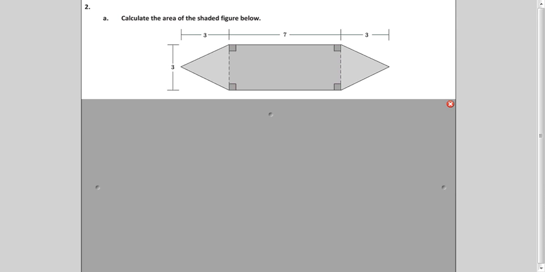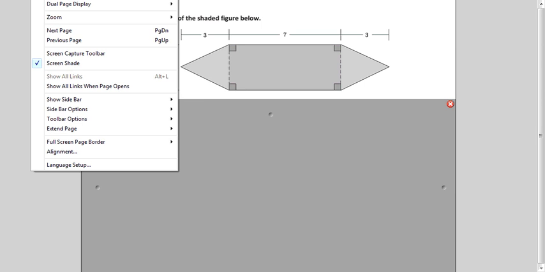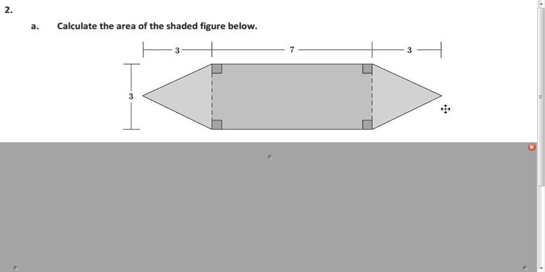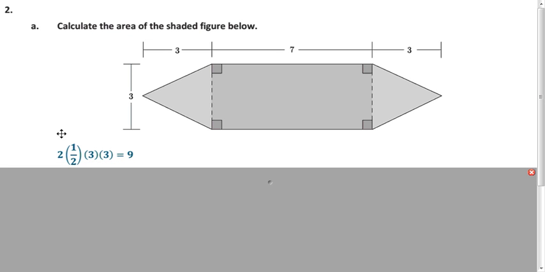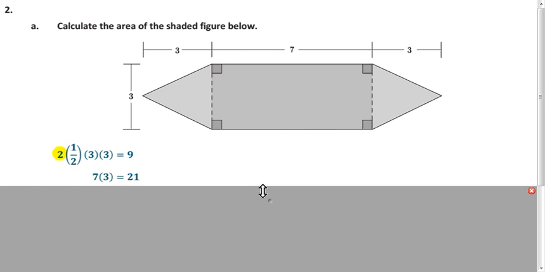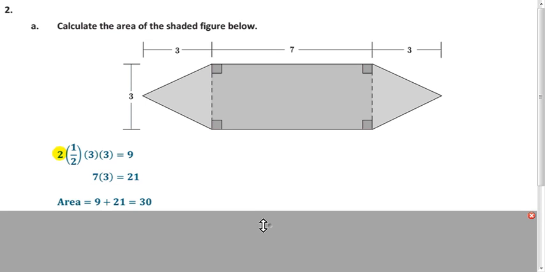In this example, you want to calculate the area of the shaded region. So I'll zoom in a little bit. Try to figure out the area of the entire shaded region, and I'll show you my solution. The way I broke it up was, there are two triangles. That's where this 2 in front comes from. The area of a triangle is 1/2 base times height, and they both have the same base and height, so their combined area is 9. We also have this rectangle in the middle, and its area is 21. We add all these numbers together, and we get 30.